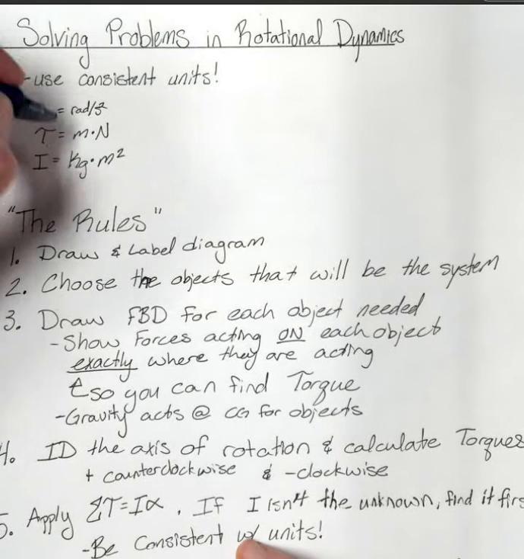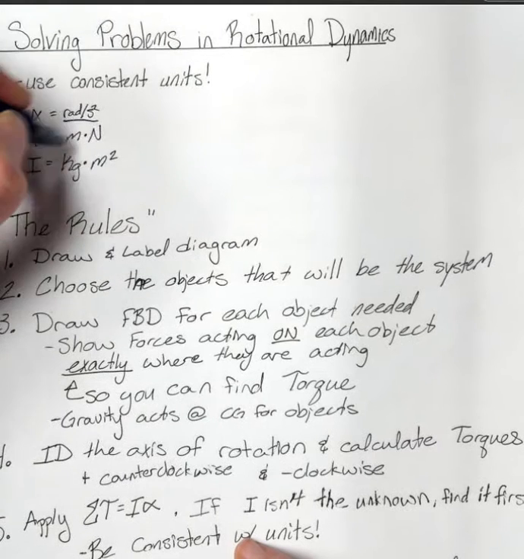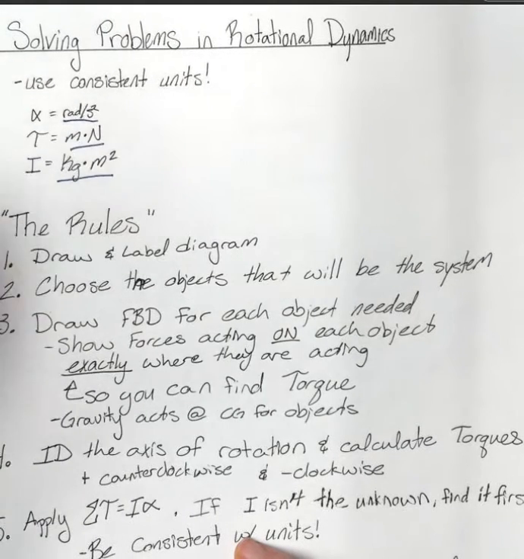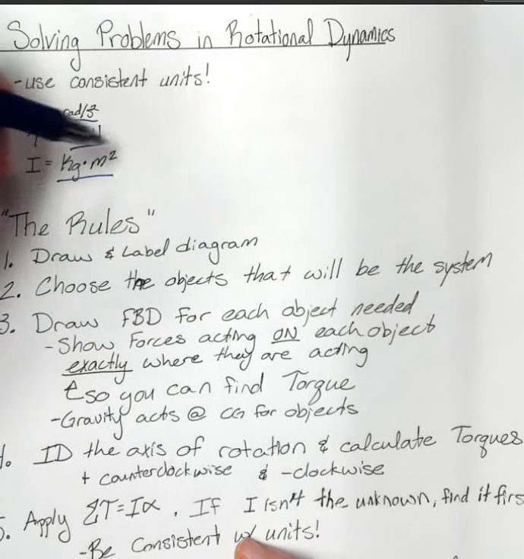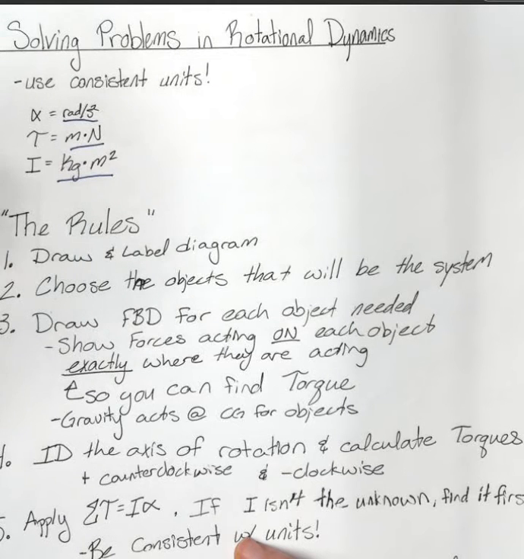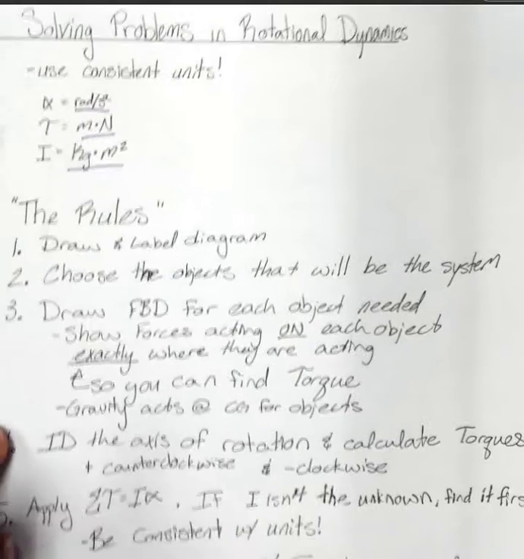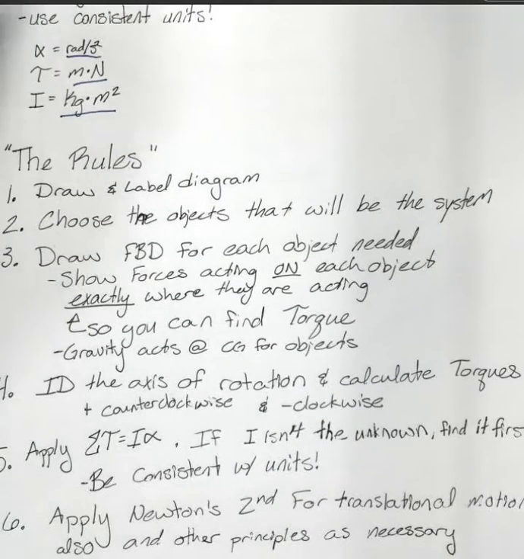All right, make sure that when you're plugging in values, you're plugging in values with the correct units. Radial acceleration is radians per second squared. Torque is meters times newtons. Moment of inertia is kilogram times meters squared. If you don't plug in with consistent units, your answers are going to be so far off it's going to hurt. If you don't write down your units when you problem solve, you're not going to notice it.